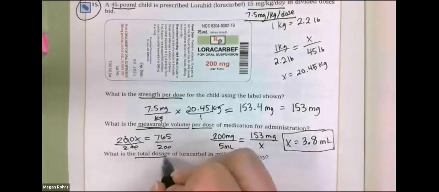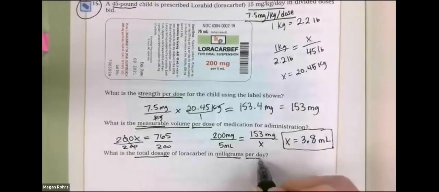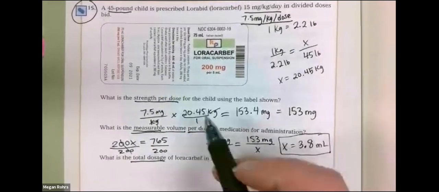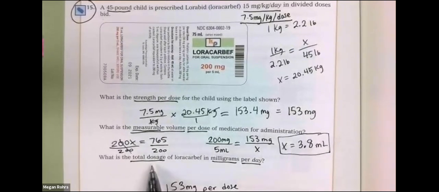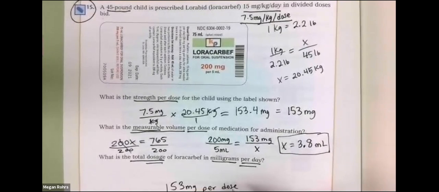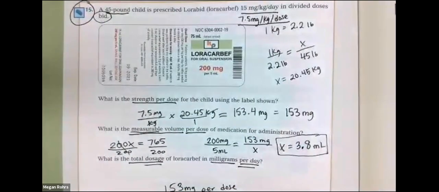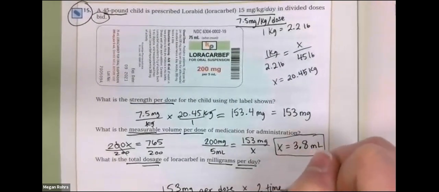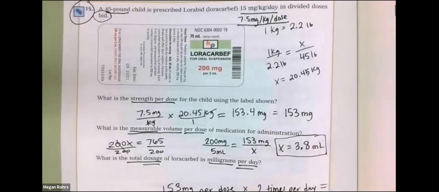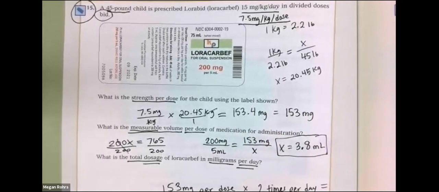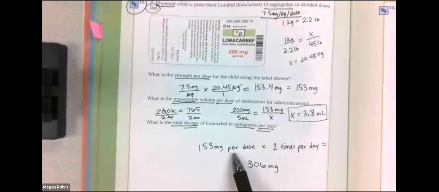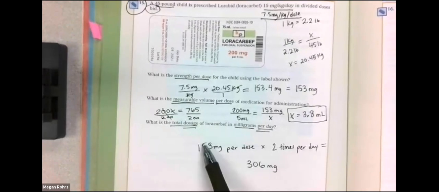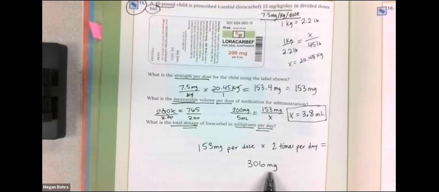Now it says, what is the total dosage of loracarbef in milligrams per day? So remember, the dose that they wanted was 153 milligrams per dose, but they want the dosage per day. So remember, they're taking this twice a day. So if you're taking 153 milligrams 2 times per day, well, 153 times 2 would give us 306 milligrams here. Okay, so if you couldn't see what I was doing there, we took 153 milligrams per dose, and they were taking that 2 times a day. So 153 milligrams times 2 gives me 306 milligrams.